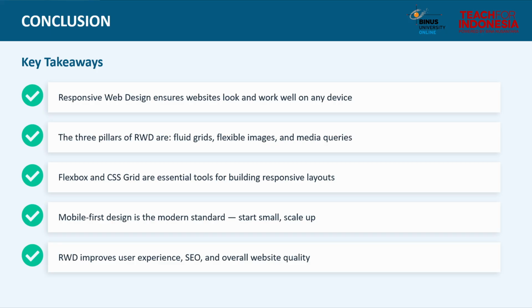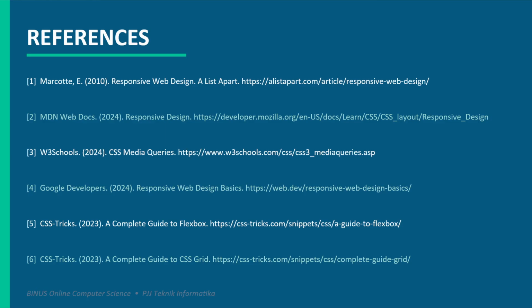Flexbox and CSS Grid are the two main layout tools you'll use to build responsive interfaces. Mobile first is the modern standard. Start designing for small screens, then scale up. And lastly, responsive design directly improves user experience, reduces bounce rates, and helps your site rank better on Google.